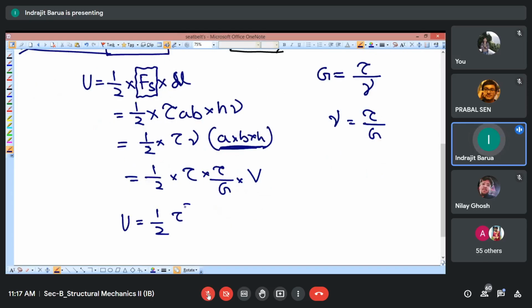So basically you are getting it half tau square V by G. Exactly like the same, like 1 by 2G, just like 2E, we have got 1 by 2G here. With respect to sigma, we have got tau, which is the shear stress, into volume. So for the work done, you can calculate this one, and this is the strain energy for the shear stress. Okay, so these are all the types of derivations. For others also we have written it directly.